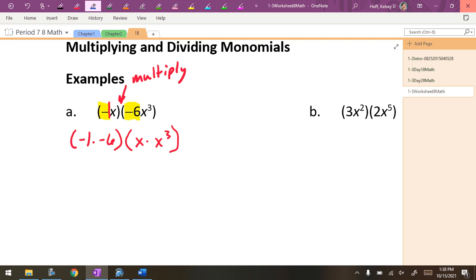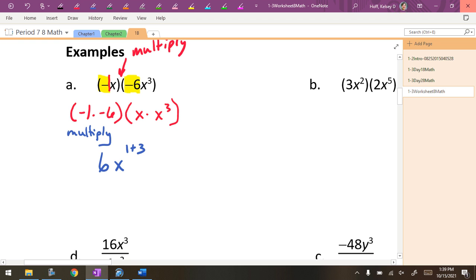Now, your coefficients out front, you actually multiply those. We actually want to take -1 times -6. -1 times -6 is what? +6. Then I keep the base, which is x. What do I do to my exponents? Add them. What are my exponents? Good job, 1 and 3. So my final answer would be 6x to the 4th power. Nicely done. Go do B and C right now on your own.